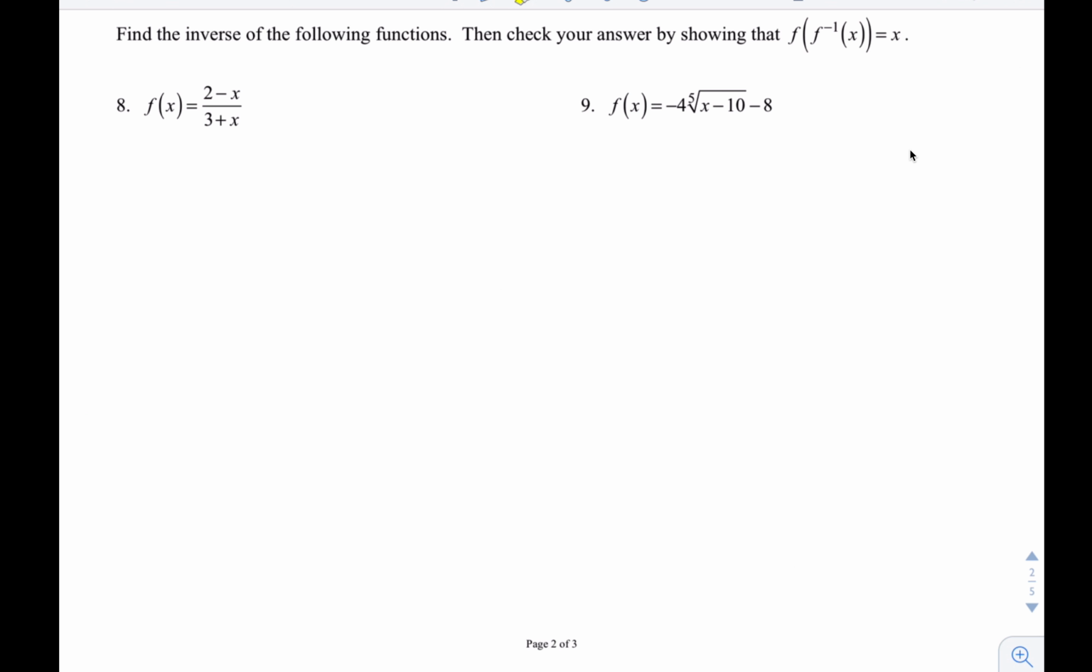Okay, moving on to number 8 and 9. These are finding the inverse, and then you want to check your answer by showing that f of your inverse is going to equal x.